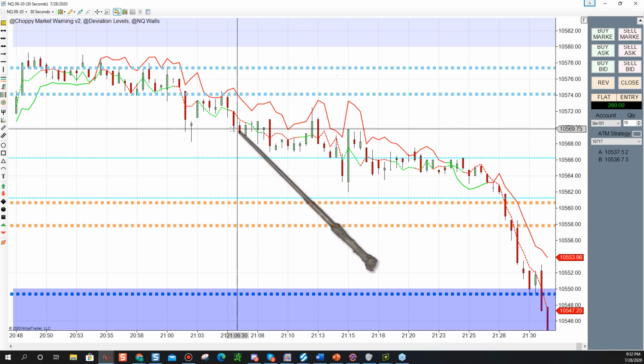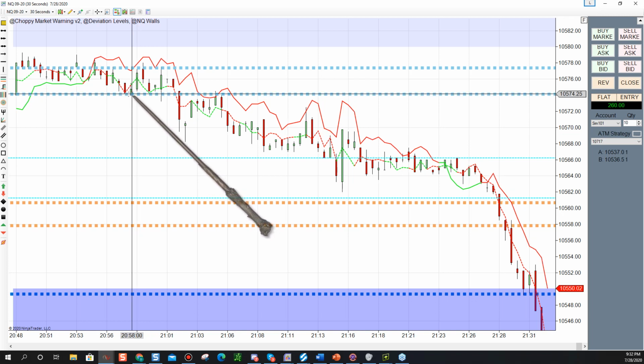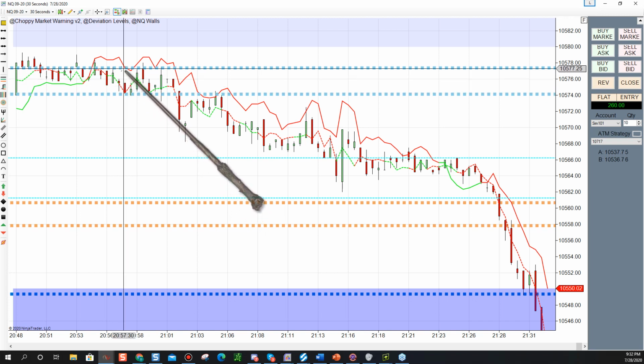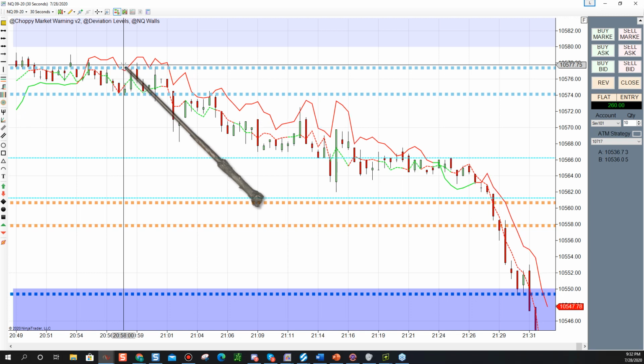Okay, so I'm trying to take this really slow so everybody gets it. The stop will be if the price closes above where the solid line is. Closes, not touches. So you can put it wherever you want to, Mark, but I'm just telling you how I do it.